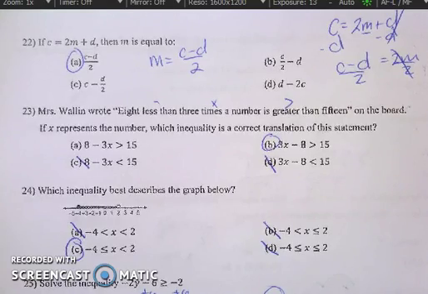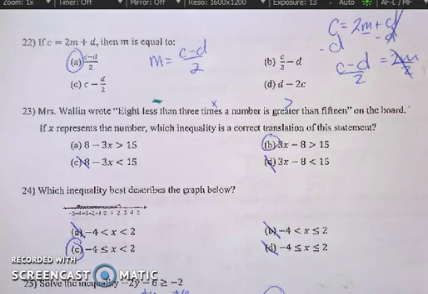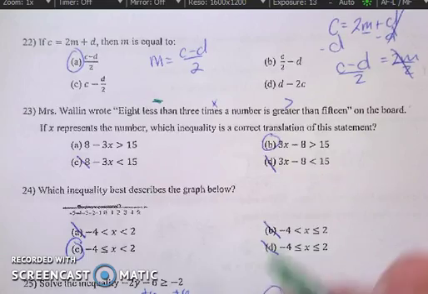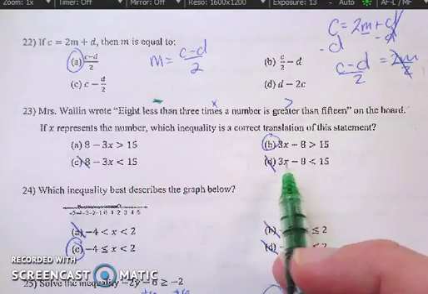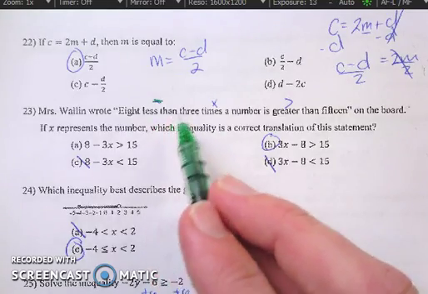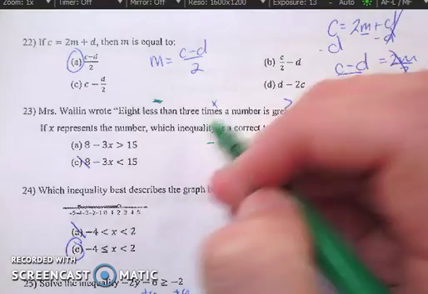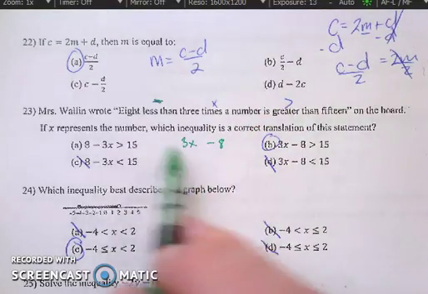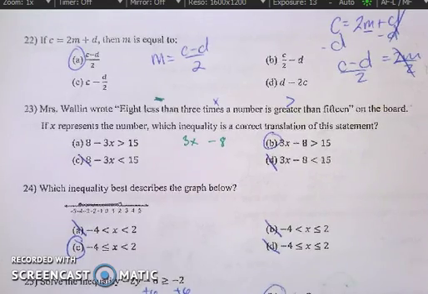Number 23, Mrs. Wallen wrote 8 less than, that's less than as a subtraction sign, 3 times, multiplication, a number greater than 15. First of all, I took out the less than signs because those definitely couldn't be correct. But we have 8 less than. Remember, if I see less than, I'm going to automatically put the 8 in the back. And then 3 times x would go in front. This helps me differentiate between A and B, with B being the correct answer.